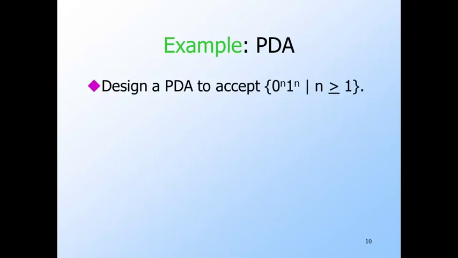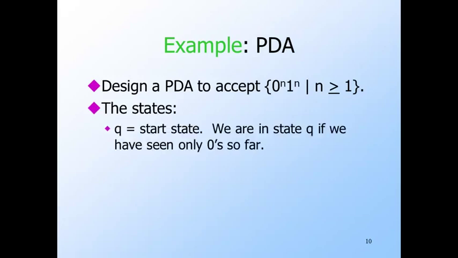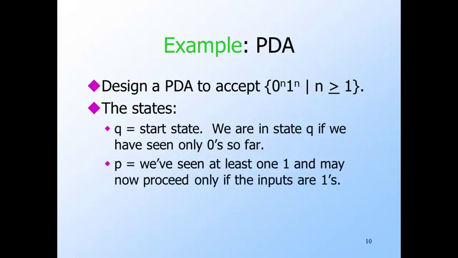Let's design a PDA for our favorite context-free language, the set of strings of the form 0 to the n, 1 to the n. We need three states. Q will be the start state. It represents the condition that we've so far seen only zeros on the input. P is the state we go to when we see the first 1. We use the state to remember not to accept a string if we ever see any more zeros. And F will be the final state. It's there only so we can accept when the number of 1s matches the number of zeros.